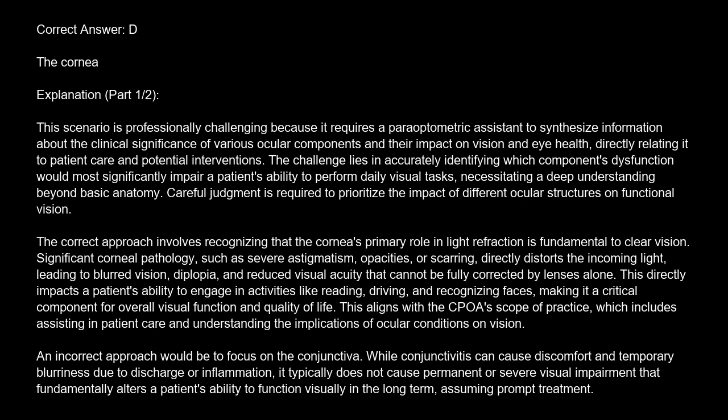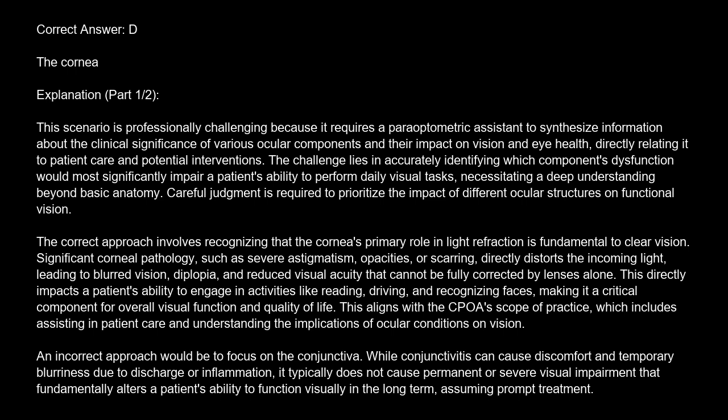The correct approach involves recognizing that the cornea's primary role in light refraction is fundamental to clear vision. Significant corneal pathology, such as severe astigmatism, opacities, or scarring, directly distorts the incoming light, leading to blurred vision, diplopia, and reduced visual acuity that cannot be fully corrected by lenses alone. This directly impacts a patient's ability to engage in activities like reading, driving, and recognizing faces, making it a critical component for overall visual function and quality of life. This aligns with the CPOA scope of practice, which includes assisting in patient care and understanding the implications of ocular conditions on vision. An incorrect approach would be to focus on the conjunctiva.